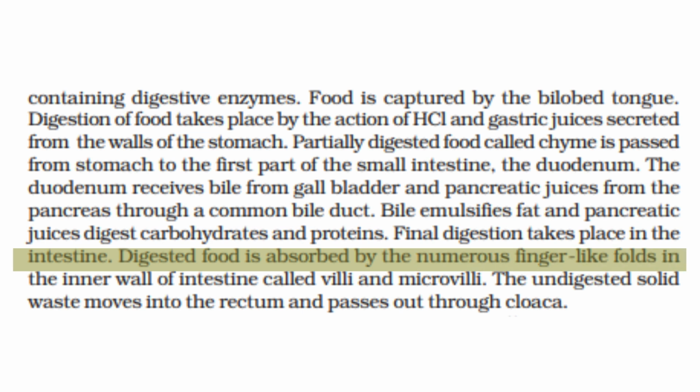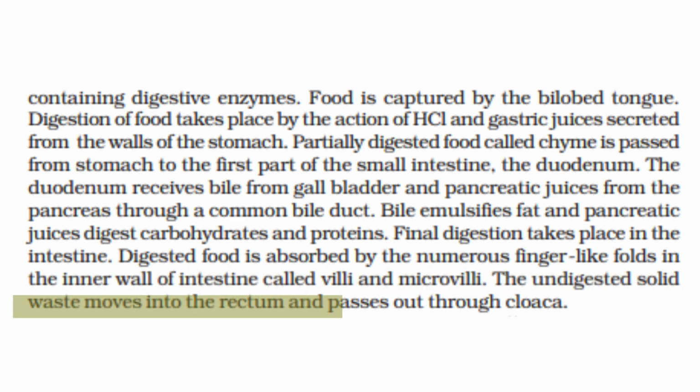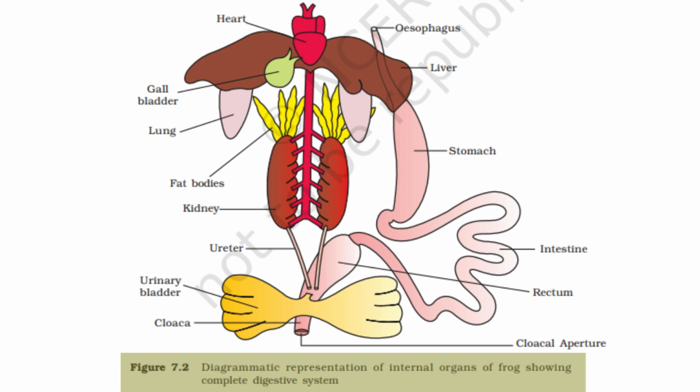Digested food is absorbed by the numerous finger-like folds in the inner wall of the intestine called villi and microvilli. The undigested solid waste moves into the rectum and passes out through the cloaca. Figure 7.2. Diagrammatic representation of internal organs of frog showing complete digestive system.